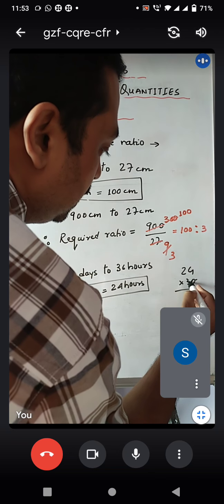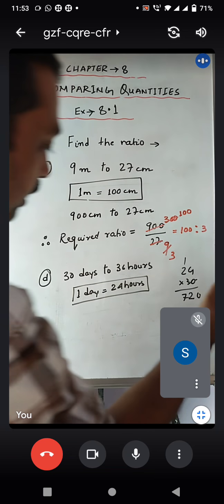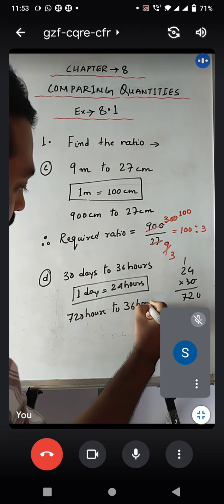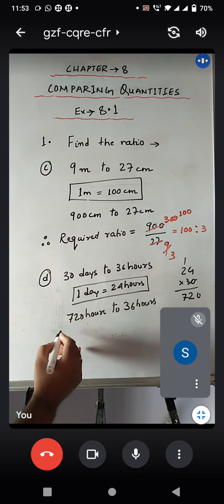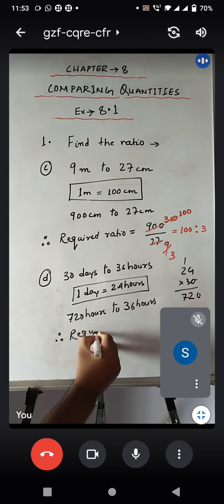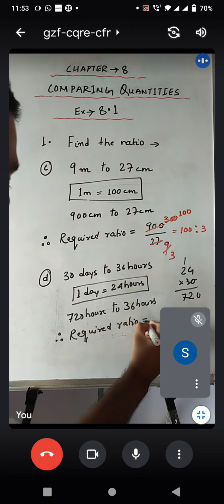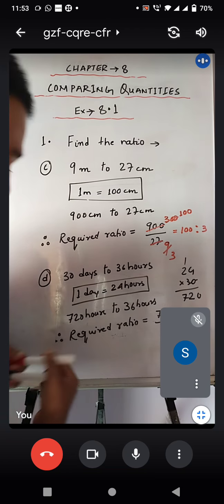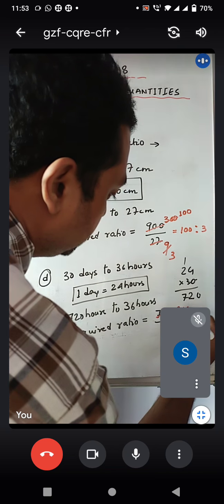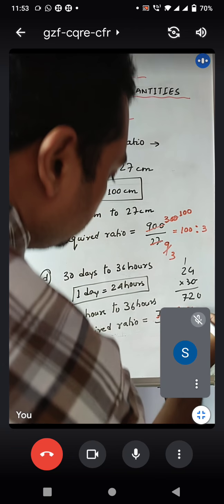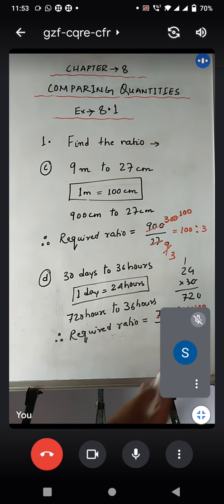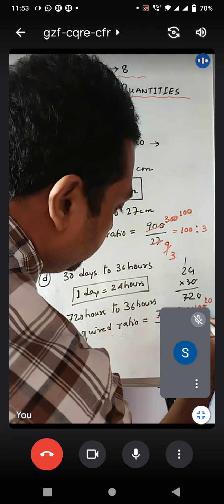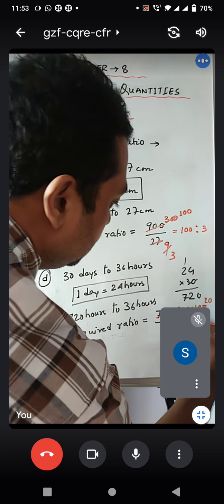So let's multiply with 3 only. 3 4s are 12, 3 2s are 6, 72. So 720 hours. So 720 hours to 36 hours. Now both the terms are having the same unit. Now you can find out the ratio. The required ratio would be equal to 720 by 36. Now we'll reduce this with 2. So 360, 18. Now again we can reduce this with 2. 180, 9. Now we can reduce 180 and 9 directly with 9 also. 9 9s are 9, 9 20s are 180. So your required ratio would be 20 is to 1.